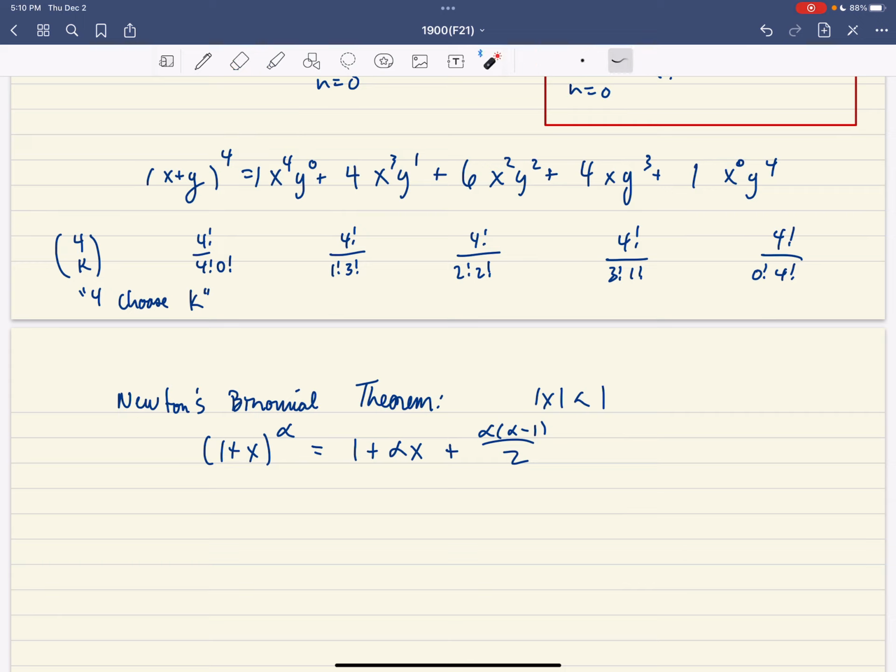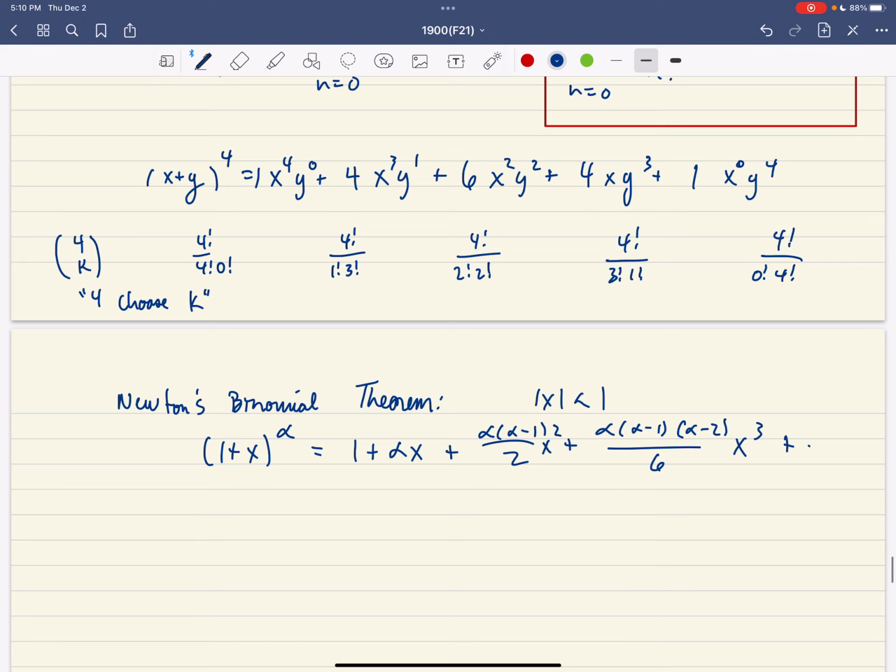If you think about this term, this is 4 times 3 over 2, and 4 times 3 times 2 over 3 factorial. Okay, so you get alpha minus 1, alpha minus 2 over 6. And I forgot our powers here, so that's x cubed, and so on.